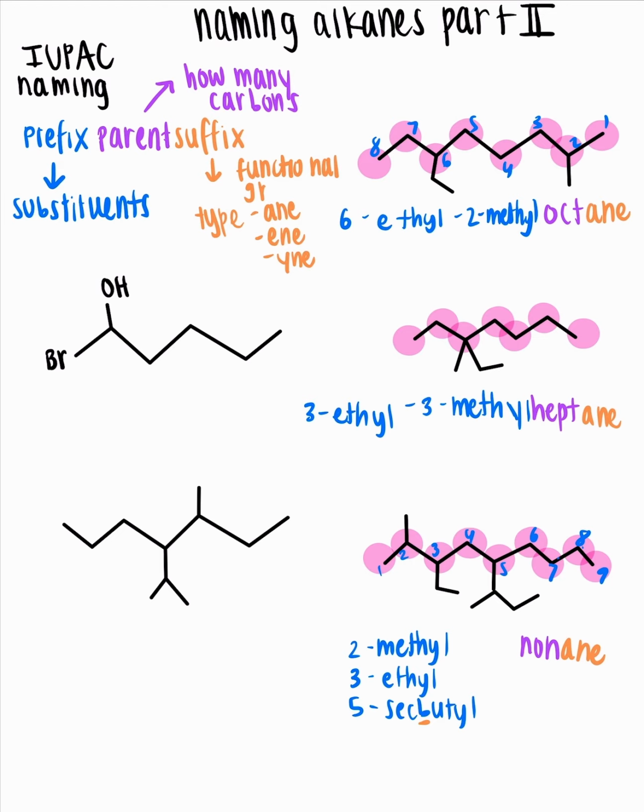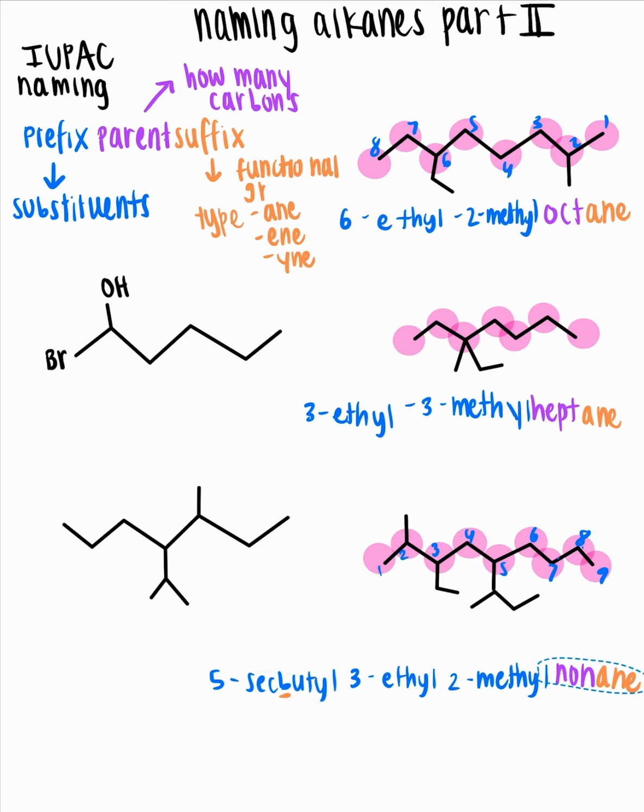This is one of the I guess exceptions per se. So sec butyl, since it's again butyl, it's a B. The sec, the S doesn't count. So it's going to be 5 sec butyl, 3 ethyl, 2 methyl, nonane.